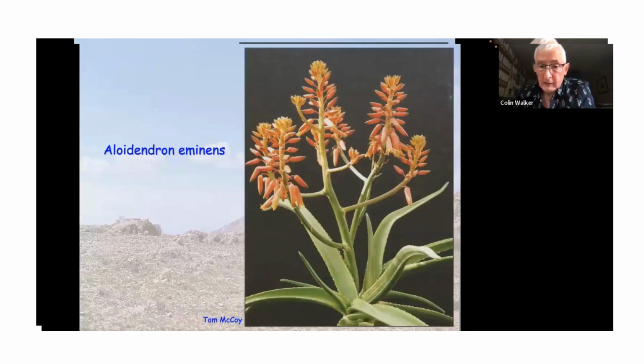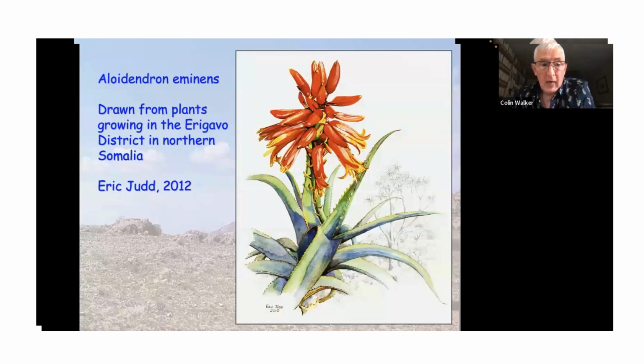There it is in flower. So it's a reddish flower similar to barbarae and tongense. There is Eric's painting for the book. So it's quite a reddish flower, quite different to the yellow flower of dichotomum, ramosissimum, and pillansii.